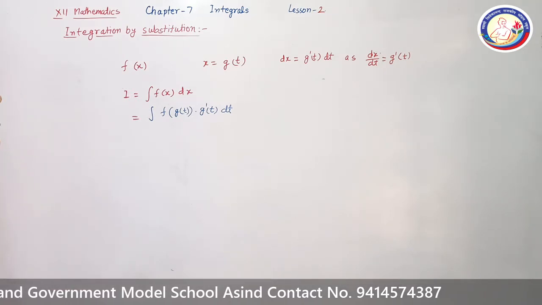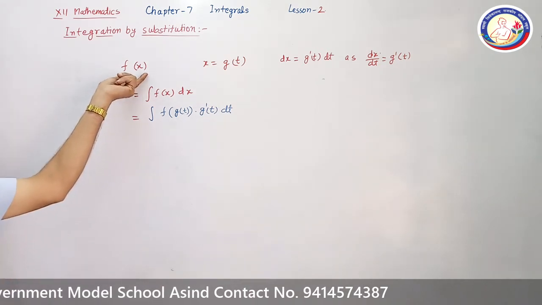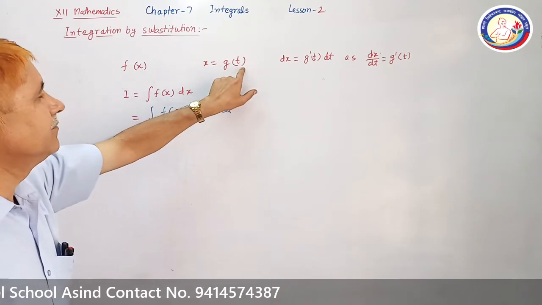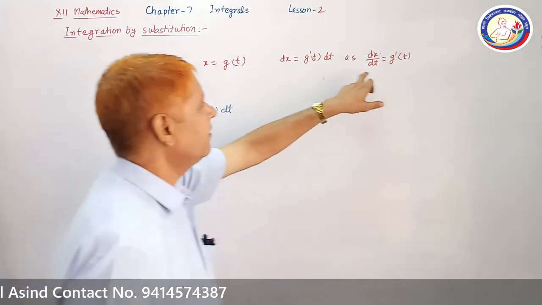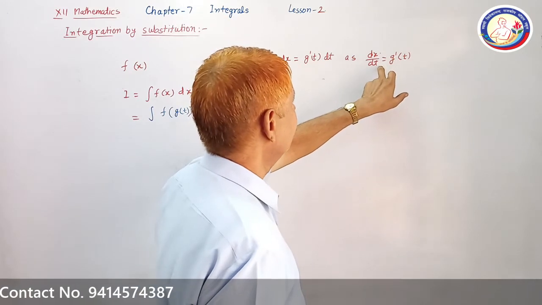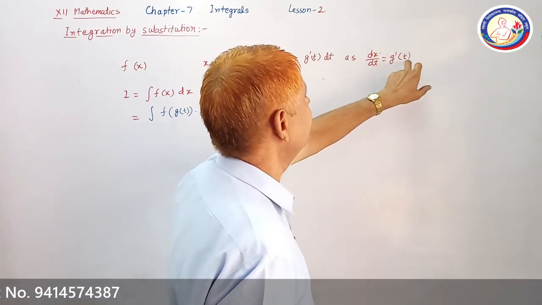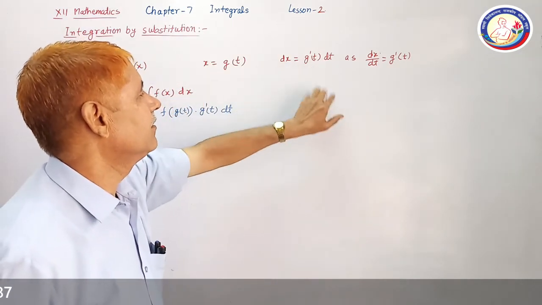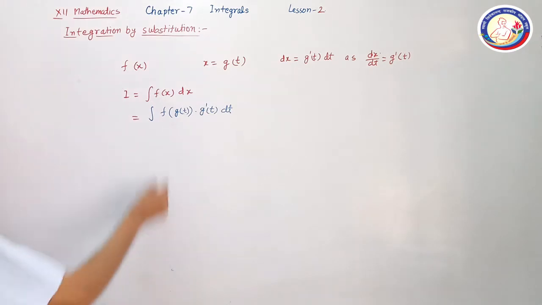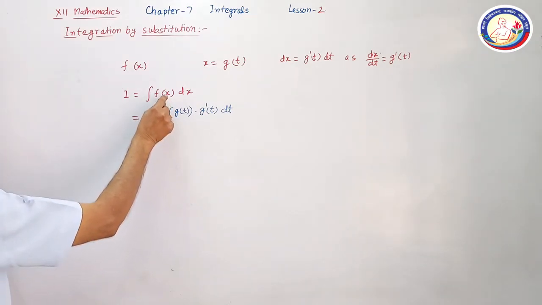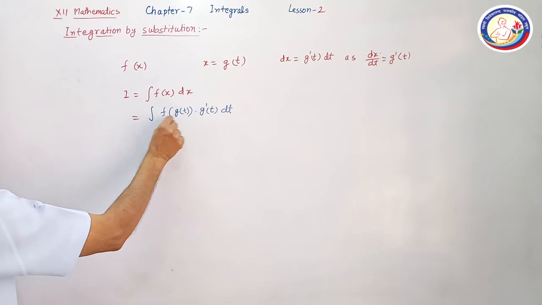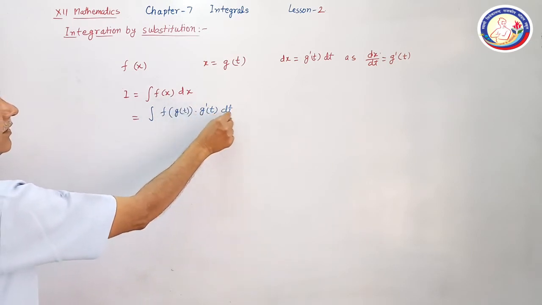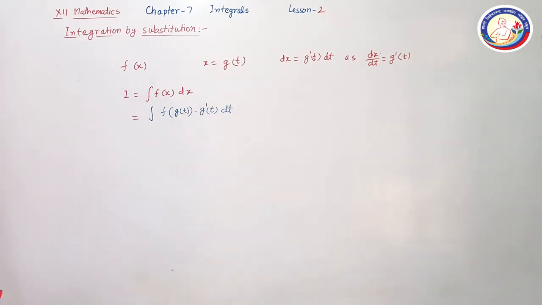We will use substitution if there is a function f(x) and x can be written as a function of t, x = g(t). Then the derivative of g with respect to t is g dash t. Now in f(x), we replace x by g(t), and dx can be replaced by g dash t dt.